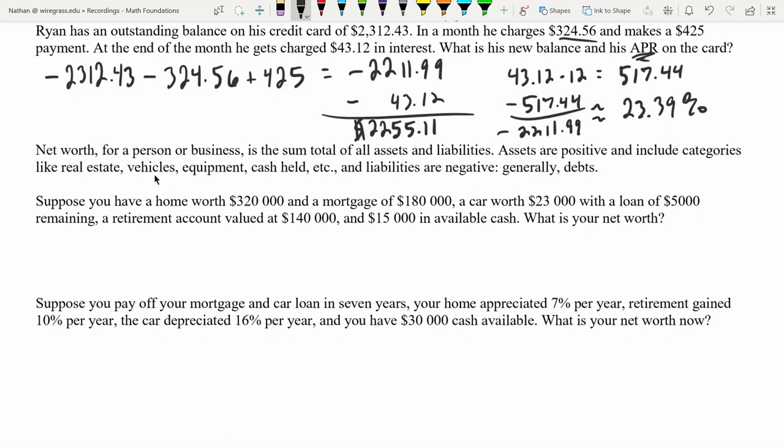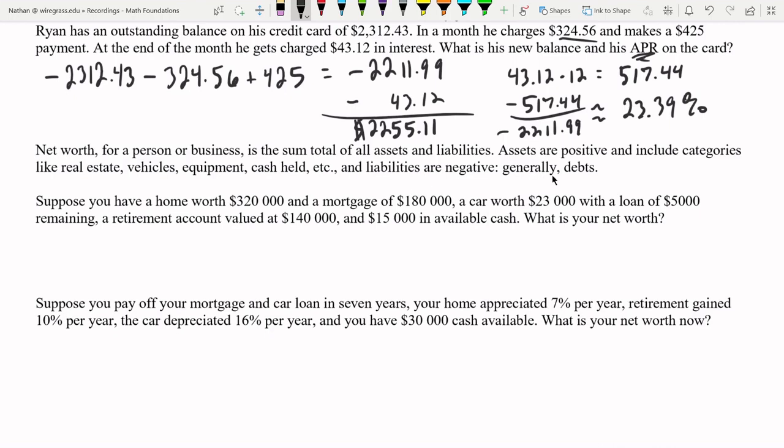Vehicles, this would be a car, or maybe a forklift, maybe different kinds of trucks, things like that. Equipment is going to be things like machinery, and maybe tools that you own. Cash held, of course, would be money in your checking account or cash being held by a business in their own account. Anything like that that you own or have held onto, those are all assets.